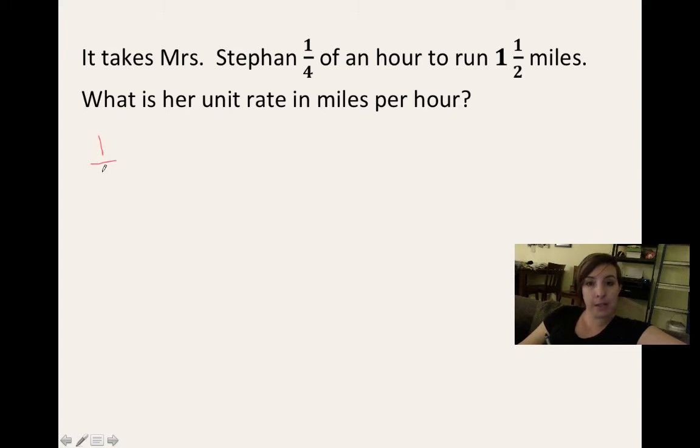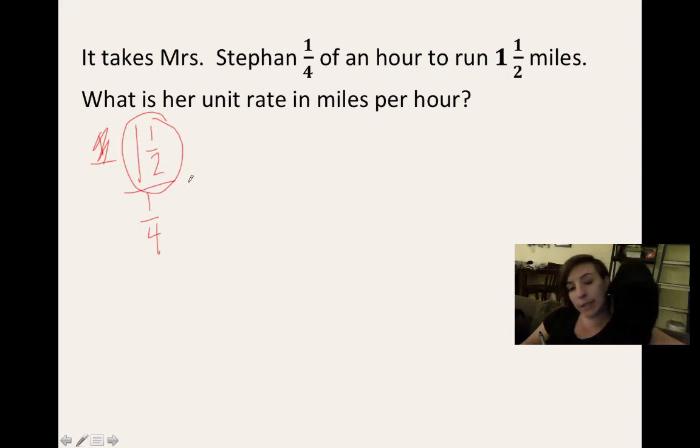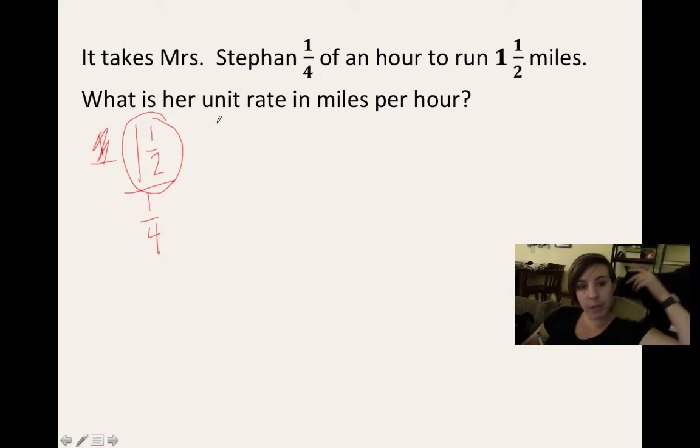So this is asking us to do 1.5 miles in 1/4 of an hour. To make it easier on ourselves so that we can do this a little bit better, I'm going to change this mixed number into an improper fraction. So I multiply 2 times 1 is 2, plus 1 is 3. So this becomes 3/2, or 3 over 2, over 1/4.